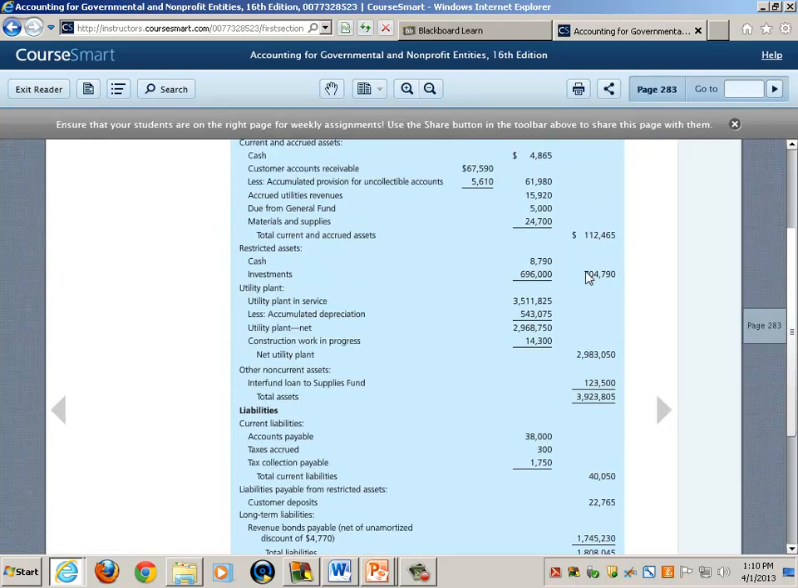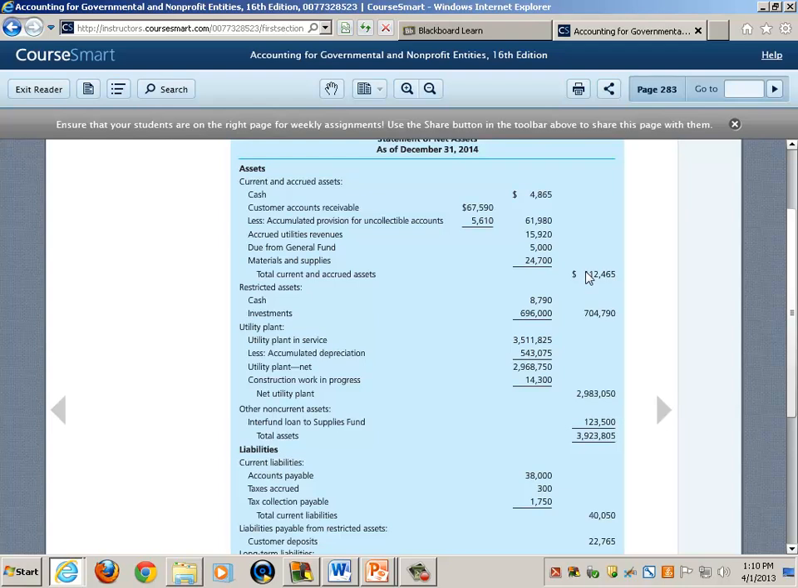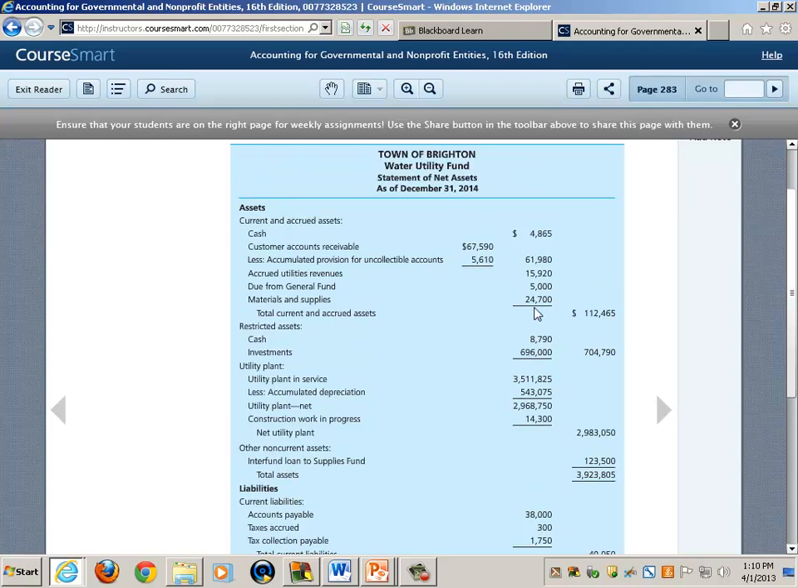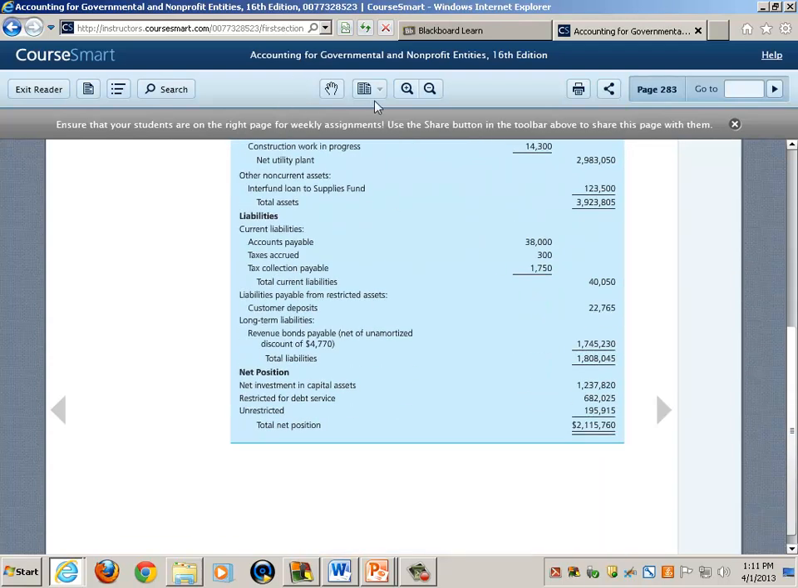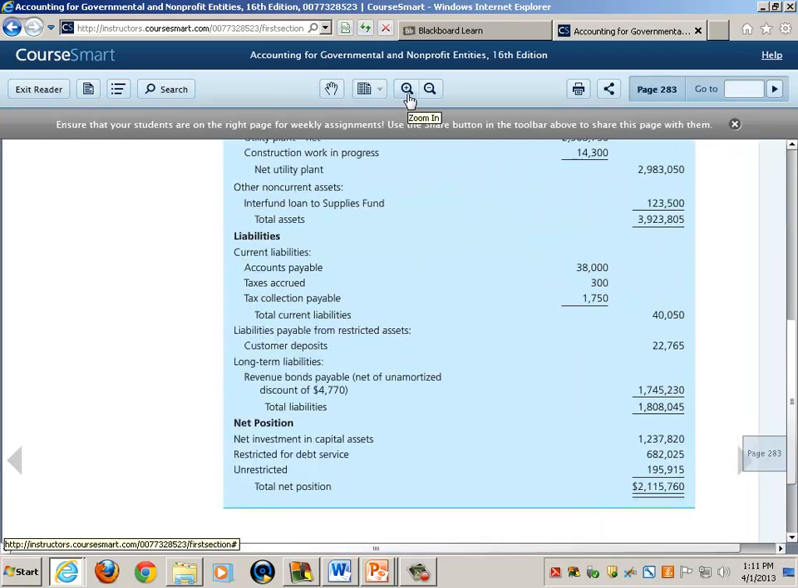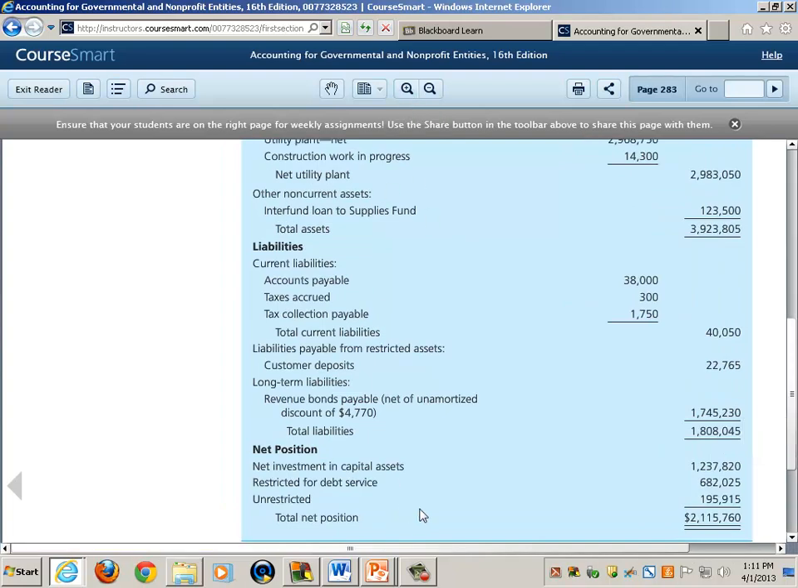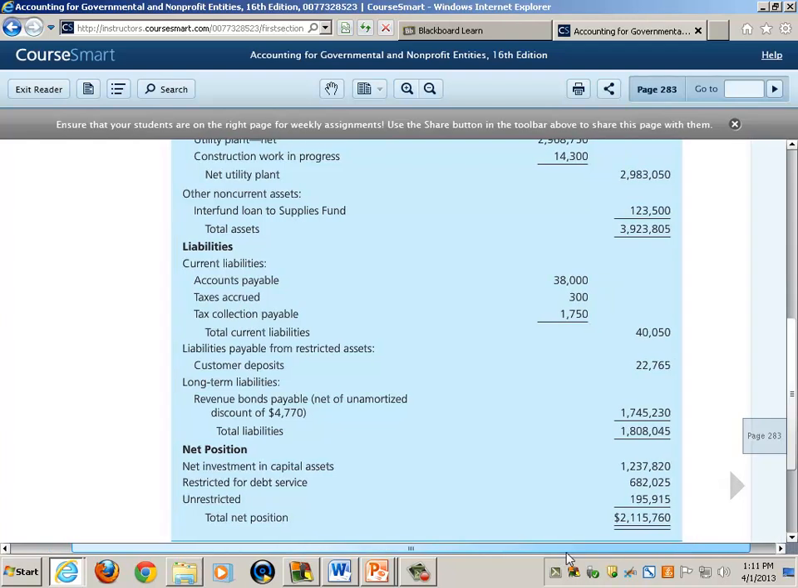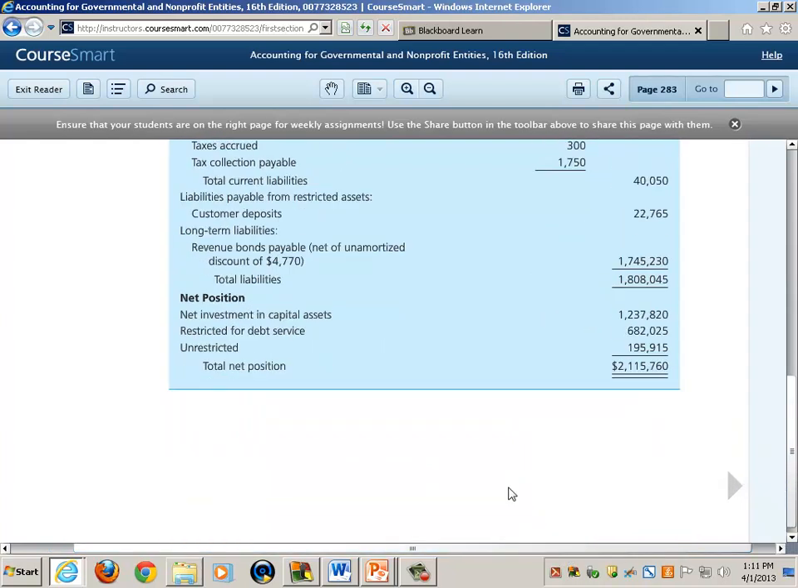I know it's probably not easy for you to read this, but basically this is a business type of activity. It's known as an enterprise fund. And what you'll find is that it could be a mass transportation system. In this case, it's a water utility. When we go down to the net position area, look at the 3 components of net position. Net investment in capital assets. You say, what does that mean? Net investment in capital assets.